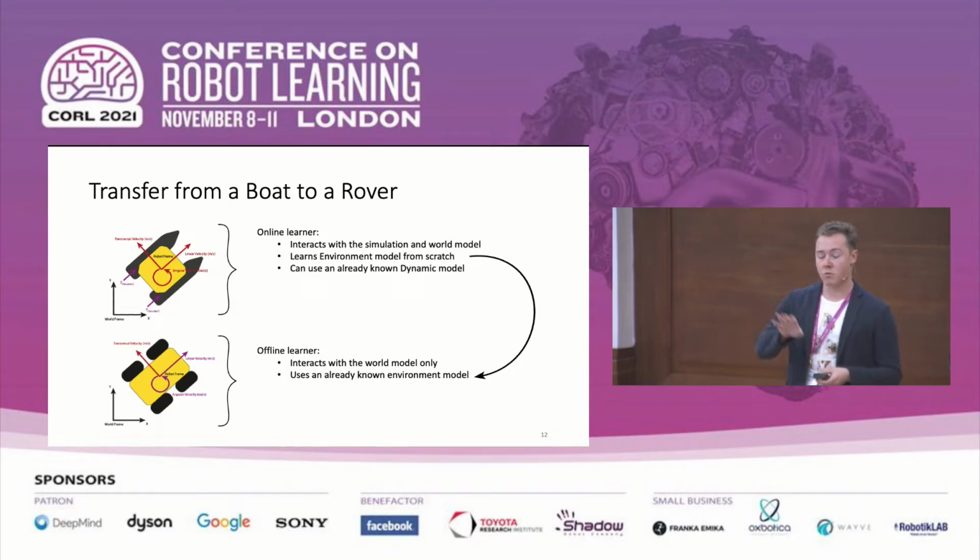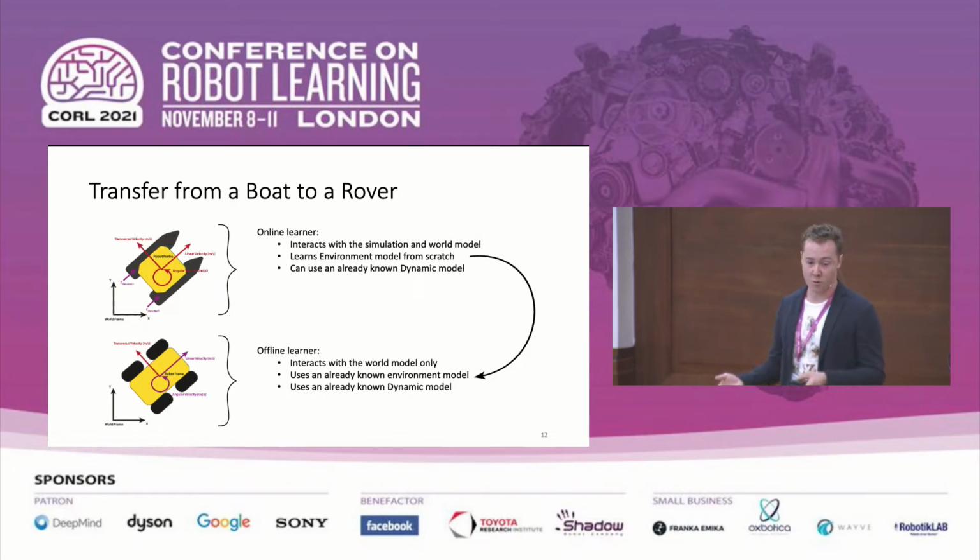Then, we can learn the dynamics from scratch as we learn the environment, or we could use something that we already know. Say you have a very good dynamic model for a boat, you could plug it in. And same thing with the rover. So in our case, we chose to use an LSTM to model the rover, but you don't have to. You could use a standard physical system for skid steer robots.